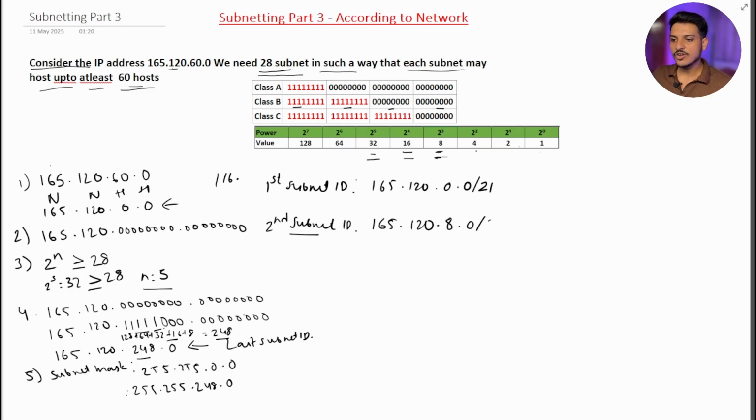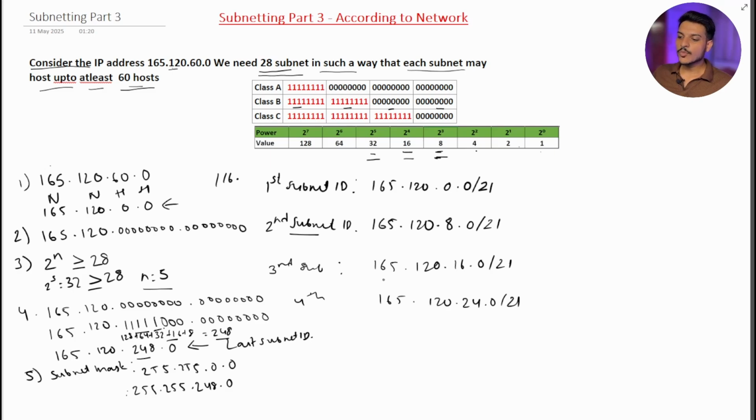165.120.8.0/21, okay. Similarly, the third subnet ID will again increment by 8, so it will be 165.120.16.0/21, and the fourth will be 165.120.24.0/21. Now let's see what the broadcast IP will be for this third subnet.